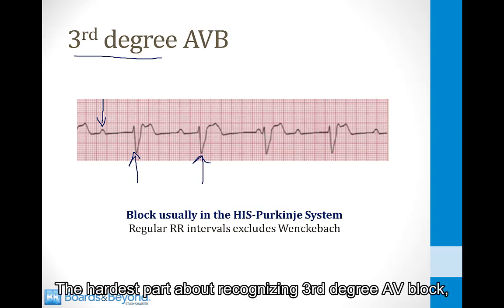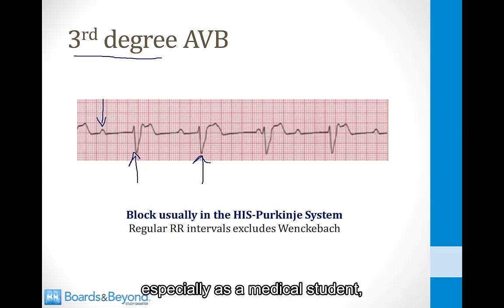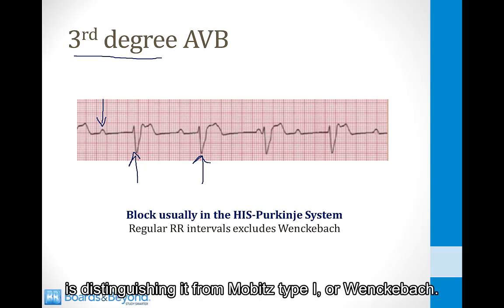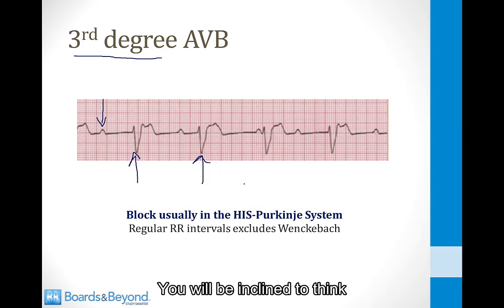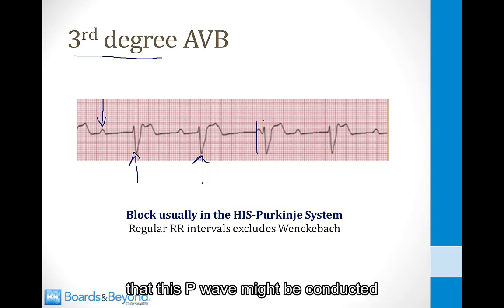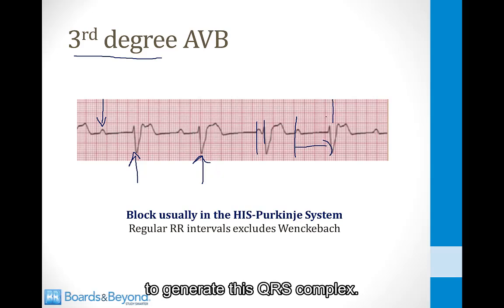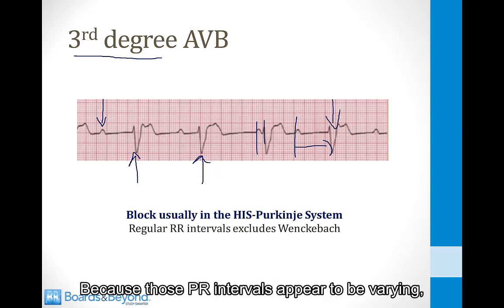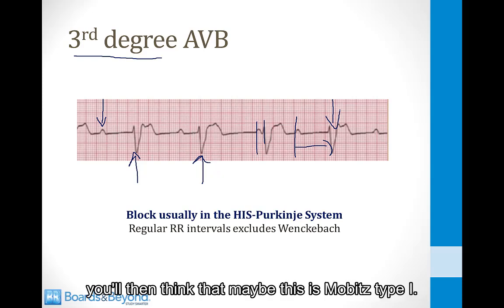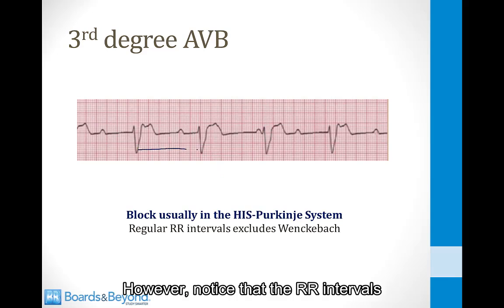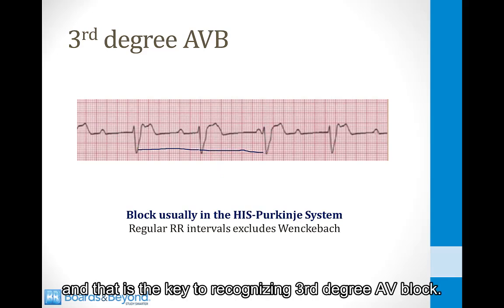rate. The hardest part about recognizing third-degree AV block, especially as a medical student, is distinguishing it from Mobitz type 1 or Wenckebach. You will be inclined to think that this P wave might be conducted to generate this QRS complex, and that this one is conducted with a longer PR interval to generate this QRS complex. Because those PR intervals appear to be varying, you'll then think that maybe this is Mobitz type 1. However, notice that the RR intervals are completely regular here, and that is the key to recognizing third-degree AV block.